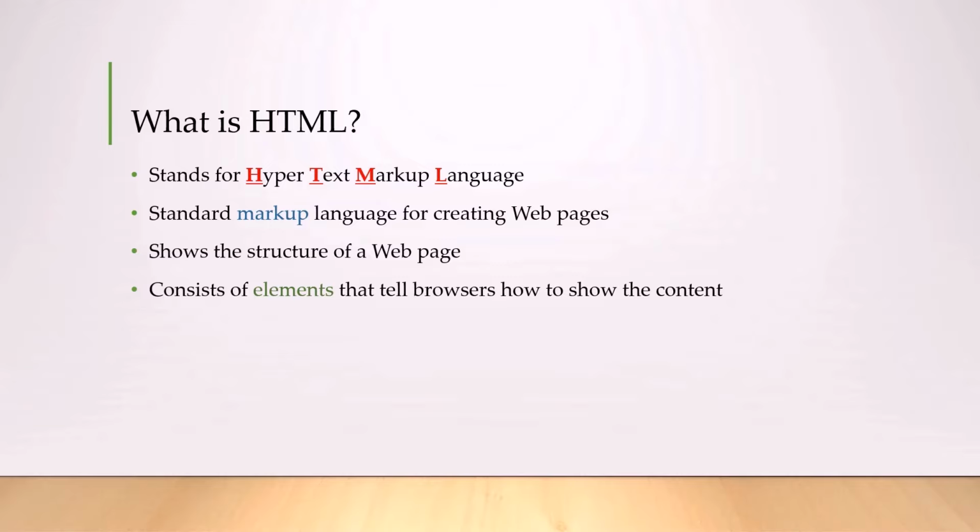This language is a standard markup language for creating web pages. So every web page that you want to create actually needs HTML to make the structure. So HTML shows the structure of a web page. And actually, an HTML web page consists of elements that tell browsers how to show the content. You define some contents and you use HTML to tell any web browsers like Firefox, Chrome, and other ones how to show the content of your desired document.